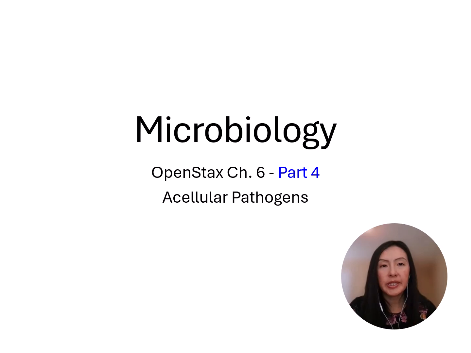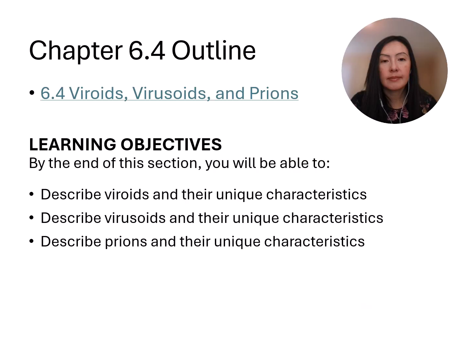Welcome back to Chapter 6. In this last section, we're going to discuss viroids, virusoids, and prions. These are unusual infectious agents. They're not viruses, but they can still cause disease. And by the end of this section, you'll be able to describe the unique characteristics of viroids, virusoids, and prions, and how they differ from viruses.